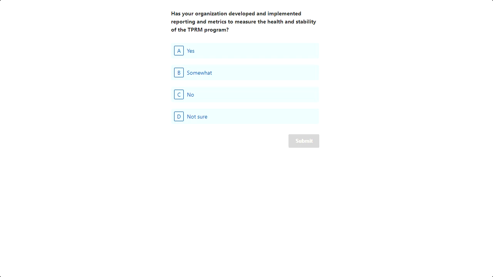Our second poll question of the day is, has your organization developed and implemented reporting and metrics to measure the health and stability of the third-party risk management program? Yes, somewhat, no, or not sure.